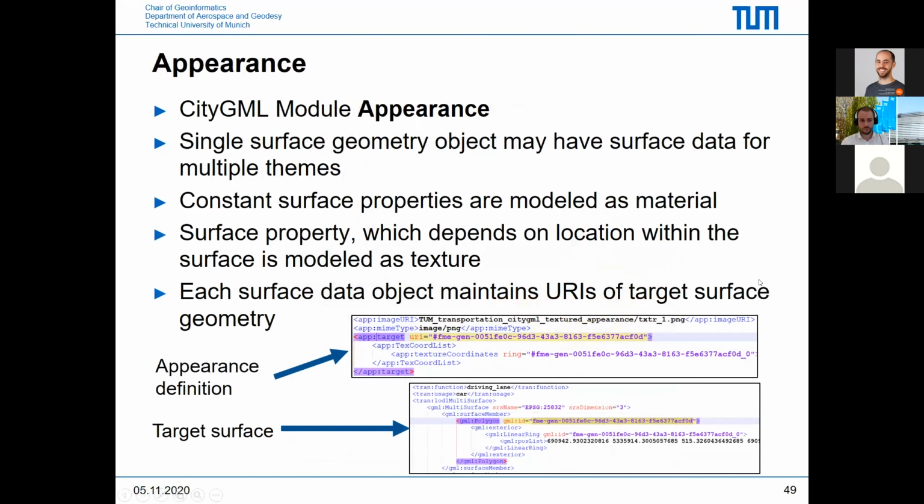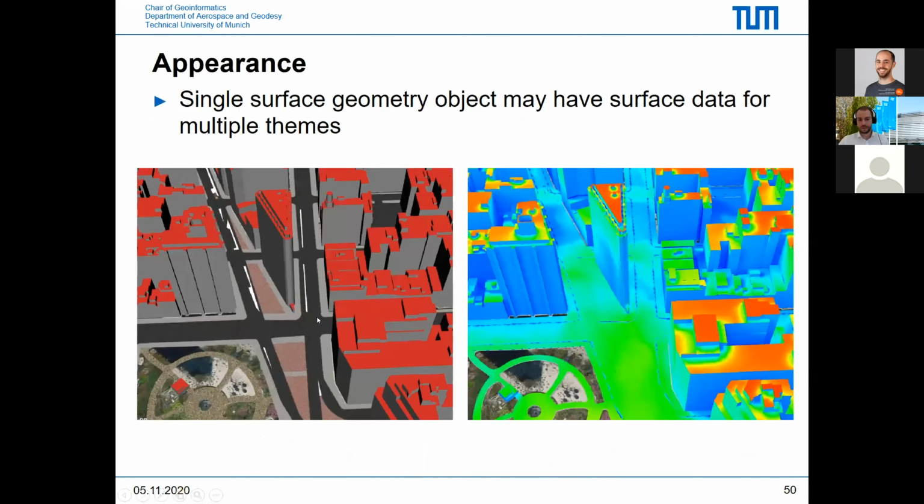The appearance model, we also hit a little bit on this. So surfaces in CityGML can have multiple representations, textures, and multiple appearances. And this also applies obviously to transportation objects. So in this example, you can see that the model here was textured with asphalt or concrete textures. And the same geometry could also be textured with results, for example, from a solar irradiation analysis.